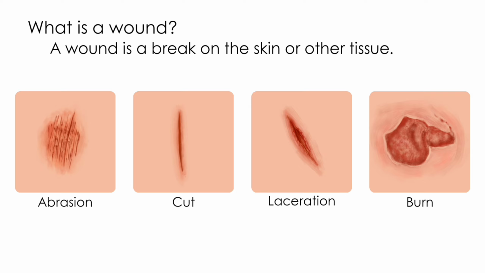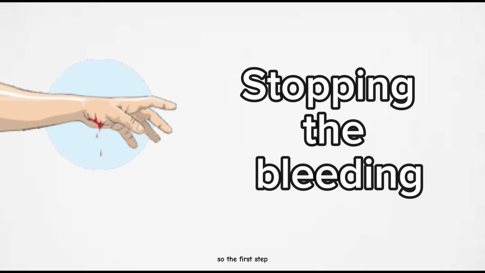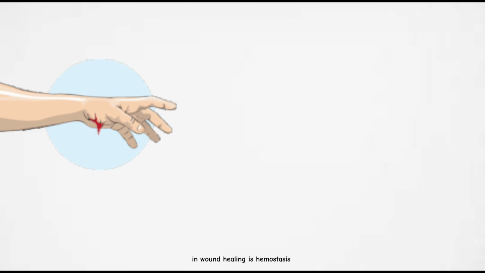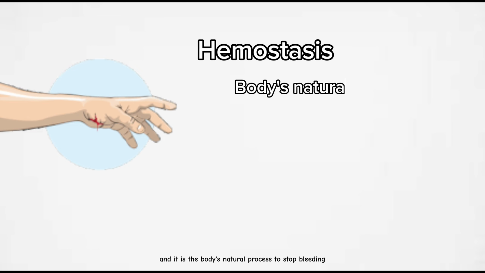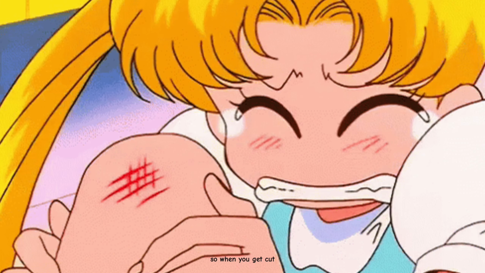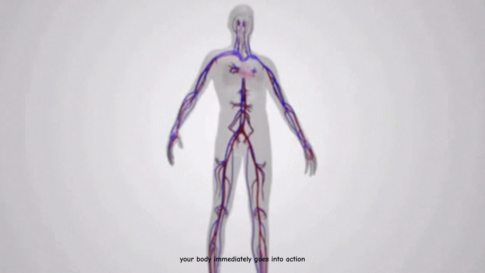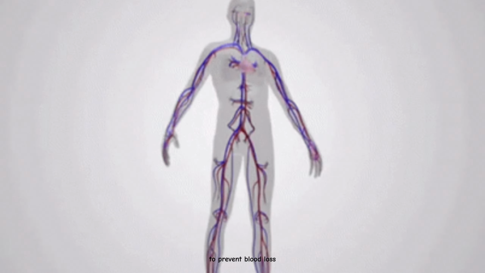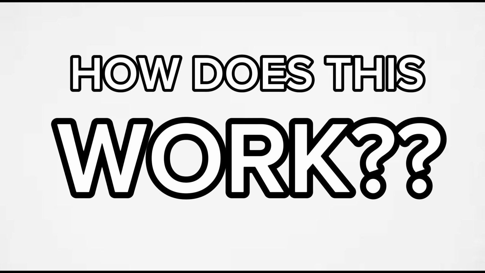Let's start with stopping the bleeding. So the first step in wound healing is hemostasis, and it is the body's natural process to stop bleeding. So, when you get cut, your body immediately goes into action to prevent blood loss. Now, how does this work?